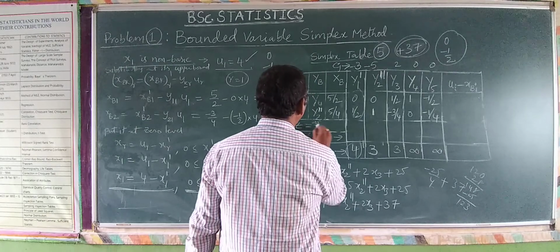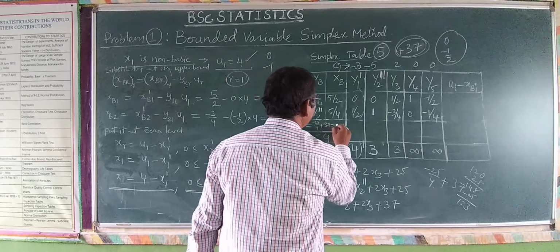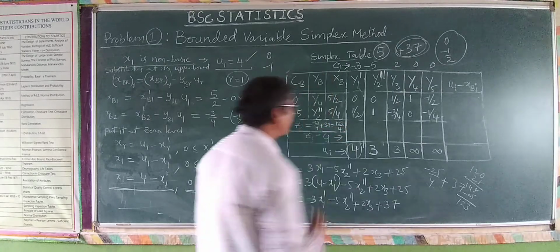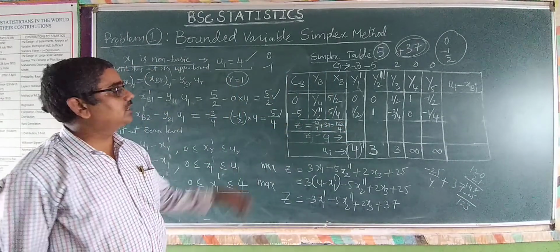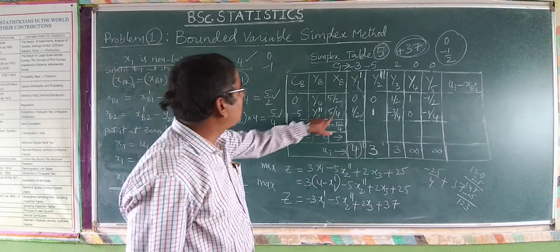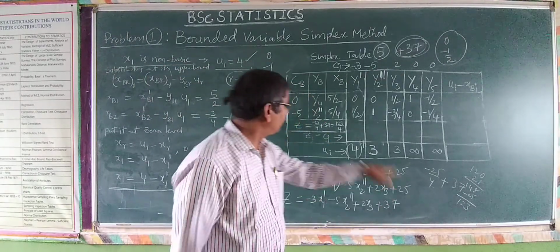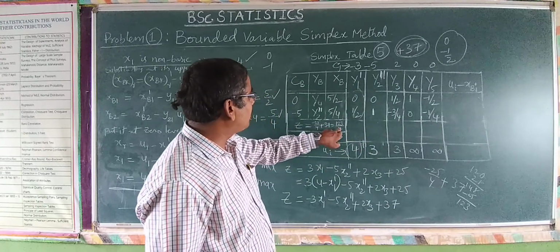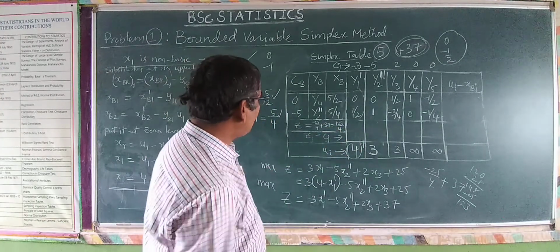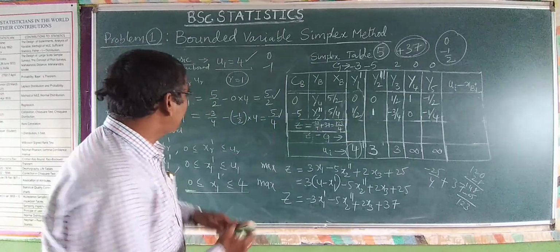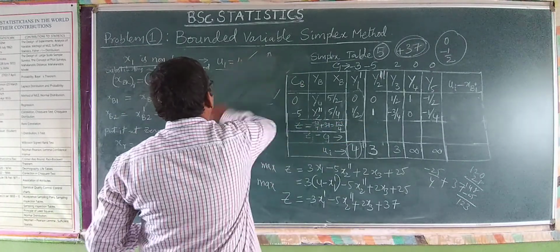So it is minus 25 by 4 plus 37, which is nothing but 123 divided by 4. Am I right? It is nothing but the calculation minus 25 by 4 plus 37. Okay. Now the remaining calculations. Minus 5 into 1 by 2. I calculate all the calculations here.